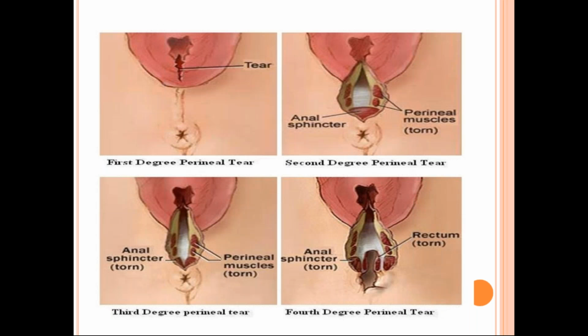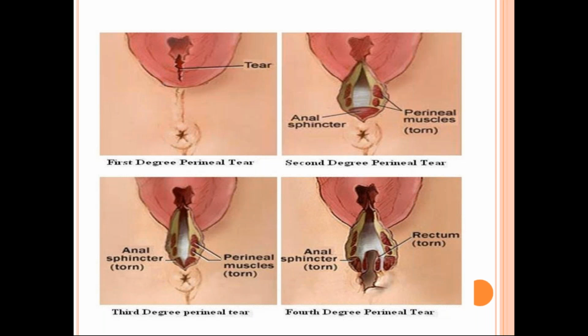If you see here, only a superficial tear is there, with the vaginal mucosa involved and a little bit of the anal sphincter. In second degree, you can see the transverse perineal muscles are torn, but the anal sphincter is unaffected; though stressed, it is still intact. Here you see third degree, where the anal sphincter is also involved, the internal inside and the external outside.